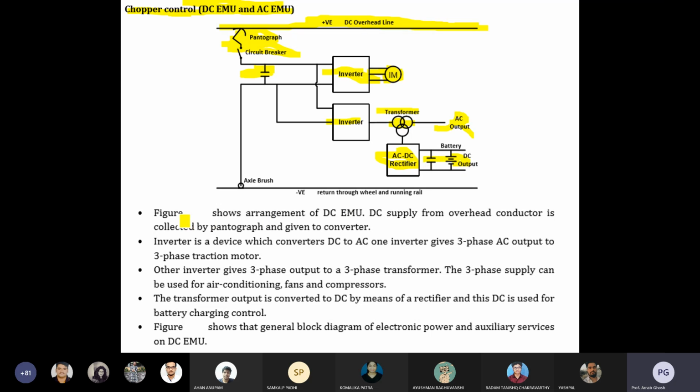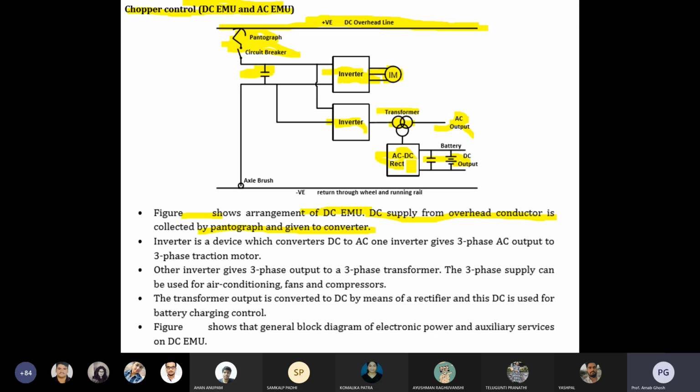From the figure, what we can observe is the DC EMU. DC EMU means DC supply from the overhead conductor is collected by the pantograph and given to the converter. Three types of converters you are observing here. Inverter means DC to AC converter. Again that DC to AC converter, then transformer, then AC output. Another output is there that again converts AC to DC.